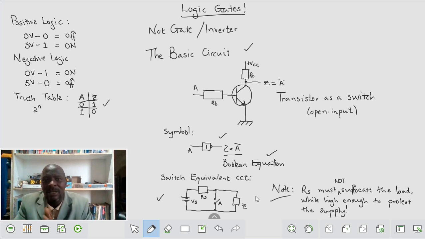With that, I believe that we should understand our NOT gate a little bit better.